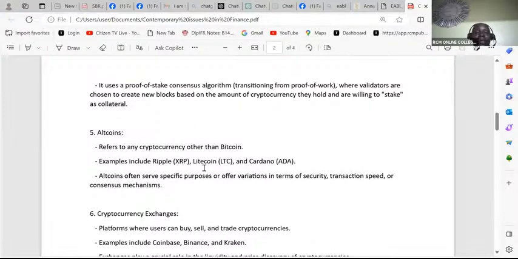Altcoins refers to any cryptocurrency other than Bitcoin, like alternative coins. Examples include Ripple. We have Litecoin. We have the famous Cardano. Altcoins often serve specific purposes or offer variations in terms of security, transaction speed, or consensus mechanisms.